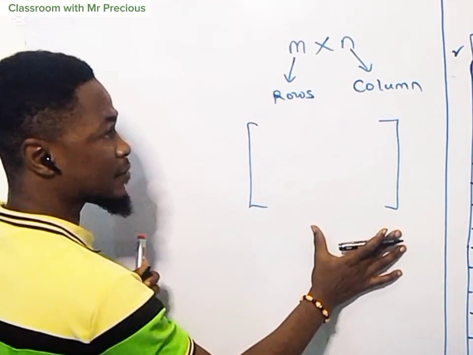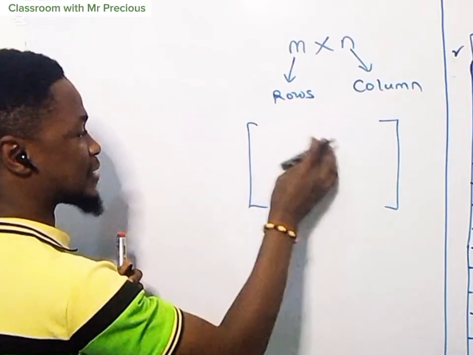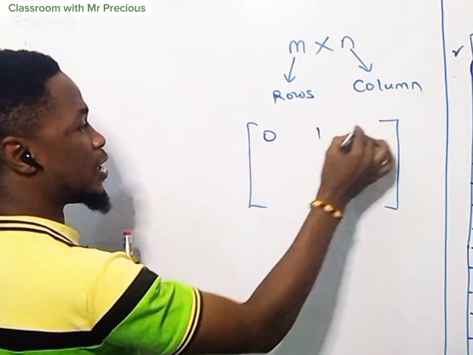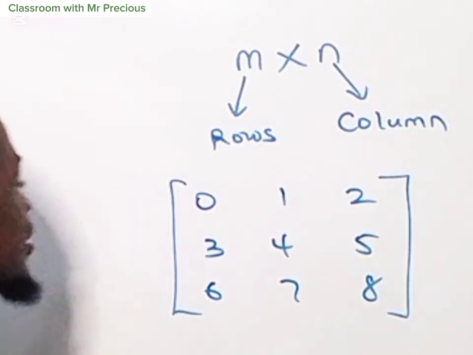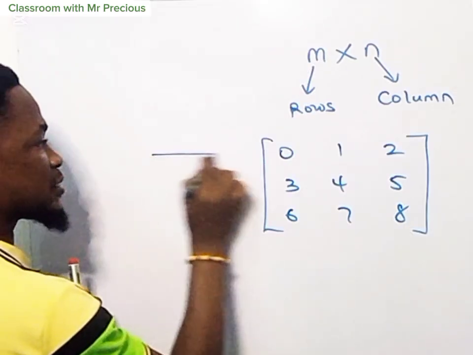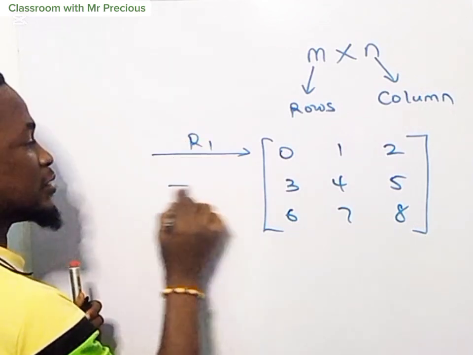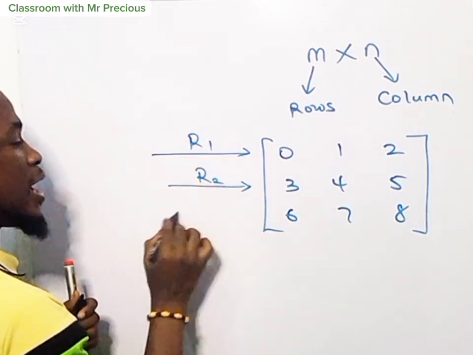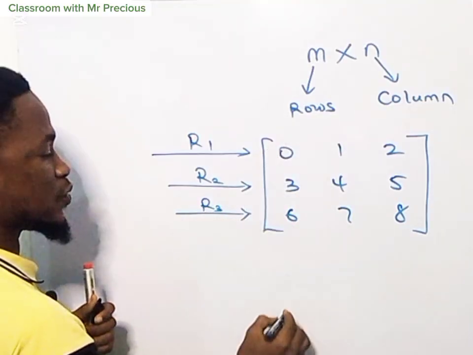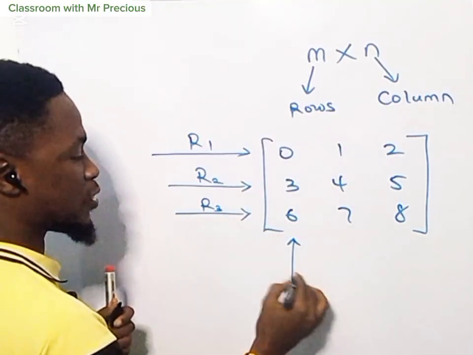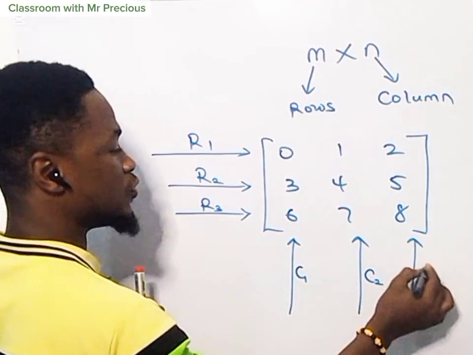In case you don't know what I'm talking about, if you have something like this, like I said, a matrix is just a rectangular array of numbers. So if you have maybe any numbers inside of this matrix, 0, 1, 2, 3, 4, 5, 6, 7, 8, for instance. This first line is called the first row. So let me call it row 1. This one is called the second row, and this one is called the third row. While these ones up and down are called the columns. Let's call it column 1. This is column 2, and this is column 3.